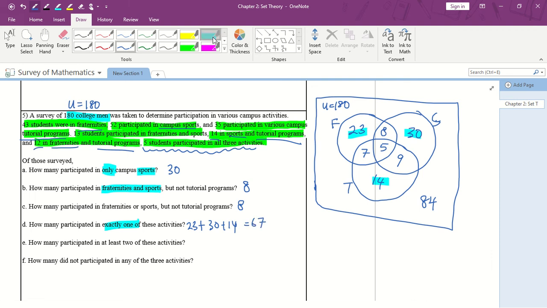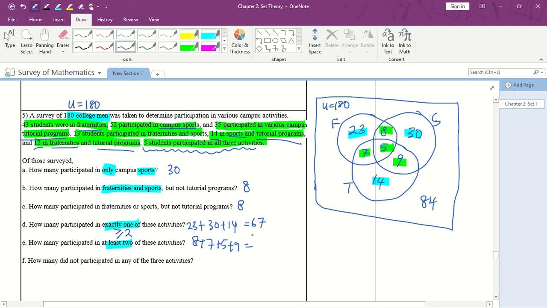And the next one, you need to participate in at least 2 of these activities. At least 2 means you need to have 2 or more than 2: 2, 3, 4. But this doesn't have 4, only 3. So it's 2 and 3, which means this one 2, this one 2, this one 2, and this one 3. So you can just add up 8 plus 7 plus 5 plus 9. So the answer will be 29.